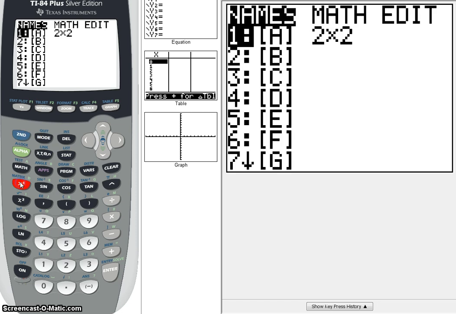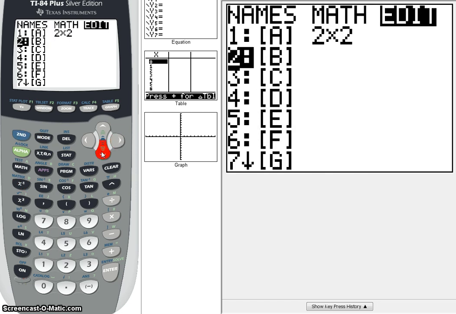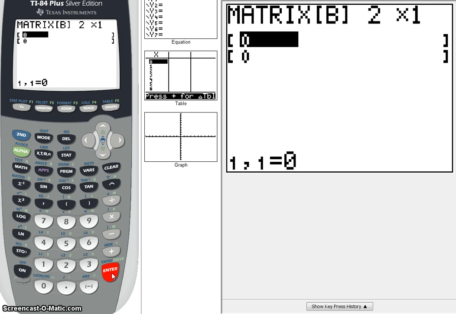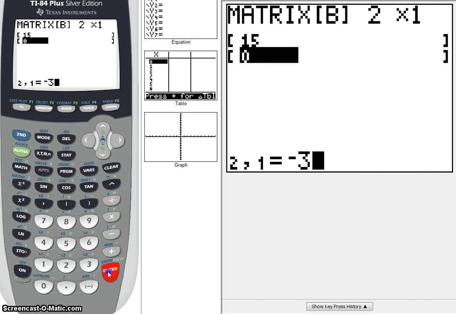Now we're going to put in our B matrix. So now we're going to go to Edit, and we're going to go down to the B matrix. We're going to hit Enter. Now this is a 2 by 1 matrix, not a 2 by 2. So we have a 2 by 1 matrix. Now let's say you got it wrong and you put a 1 by 2 matrix. You can go back and fix it and put back in 2 by 1 after you look and see the prompts that the calculator gives you isn't correct. So now that one was our 15 and a -3.